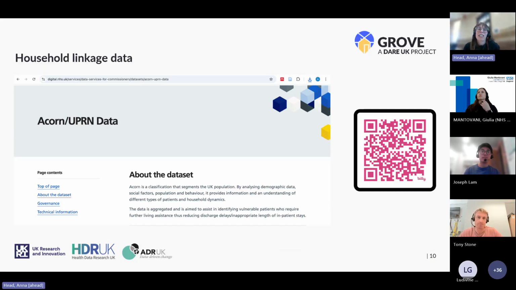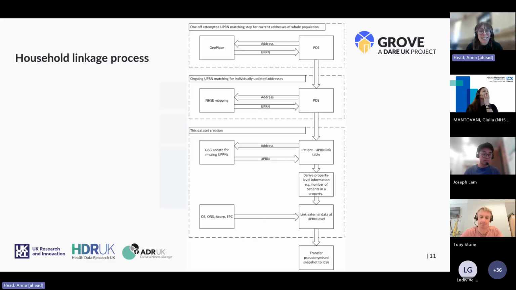So the UPRN linkage that we are using, so how we get from addresses to UPRNs, is provided by NHS England. It's a commissioned data set and is available nationally. The QR code should take you to the website where you can read about the dataset. So we're using the linkage that someone else has kindly put together, which we're really grateful for. This complicated, small and hard to read diagram hopefully is appropriate for the complexity of what I understand is the process, but I might be wrong.